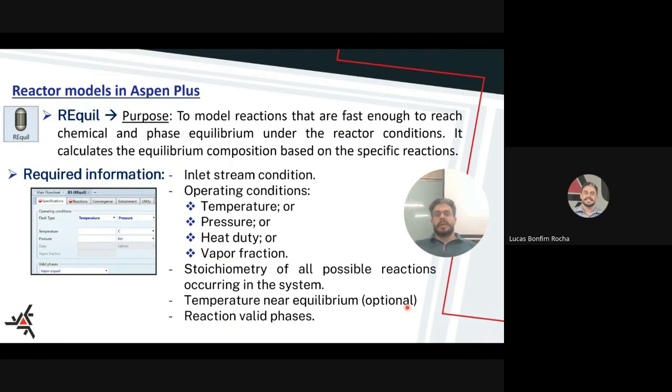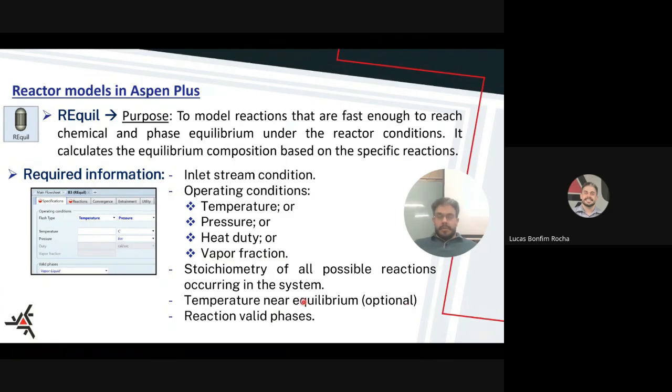So we specify the reactions that are taken into account, and we specify the inlet stream condition and the operating conditions: the temperature, pressure, heat duty, vapor fraction. We can specify here the stoichiometry for all possible reactions that are occurring in the system. It will take those reactions into account and calculate the equilibrium constant for each one of them, and with that it can calculate the equilibrium state based on the zero variation of Gibbs energy, which is related to the equilibrium state for our system.